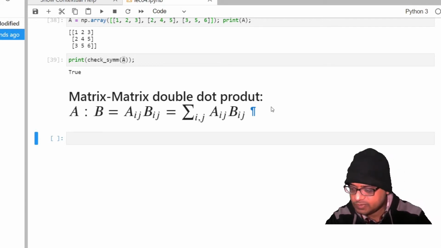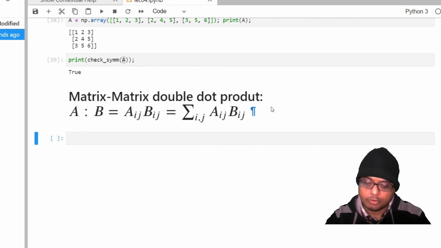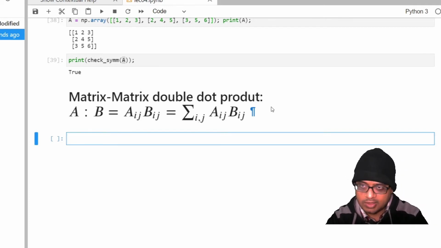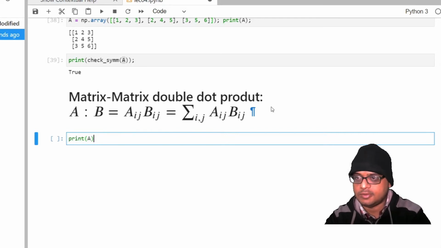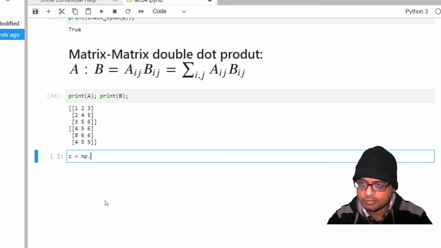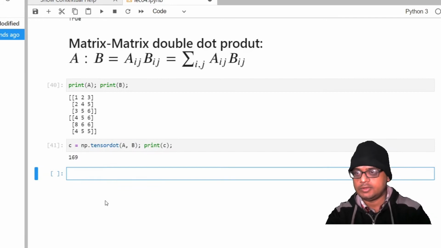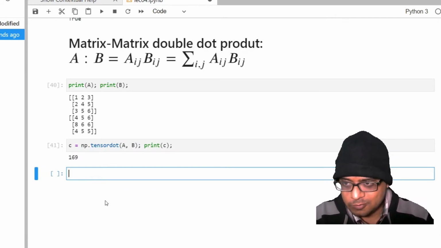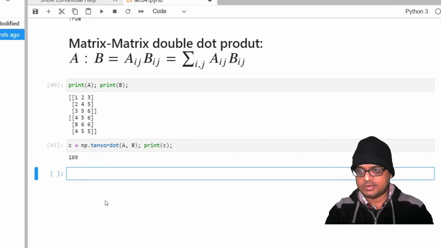So let us see how to do this. This kind of product in Python is called a tensor dot product. Let us see the two arrays we already have. So these are the two arrays. Let us define C is equal to np dot tensordot of a comma b, and let us print out the value of C. So it's 169. How do we know whether this particular sum is correct or not?